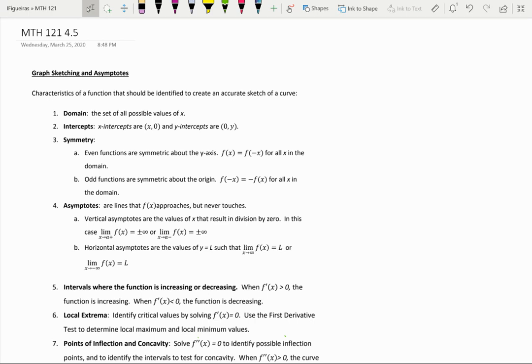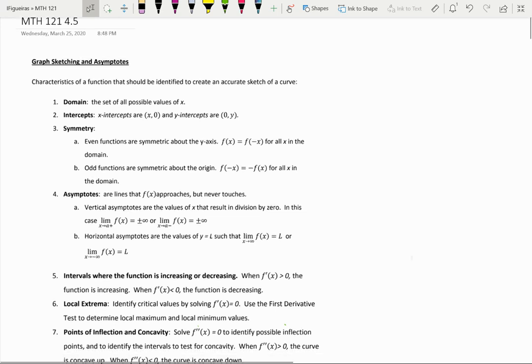One of the characteristics you'd like to know about a curve is what its domain is. The domain is the set of all possible values of x. Your x-intercepts and your y-intercepts will be points you would want to find. Sometimes they exist, sometimes they do not. So x-intercepts, you find them by letting y equal 0 and solving the equation, and y-intercepts you find by replacing the x with 0.